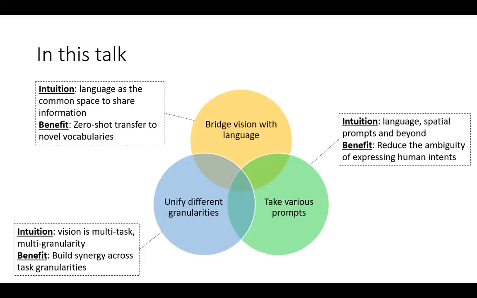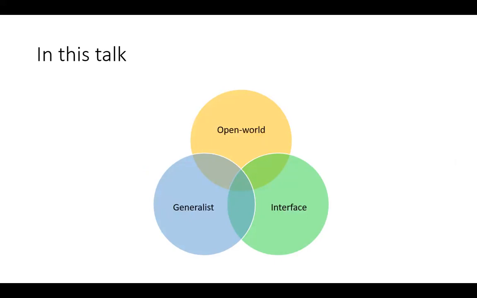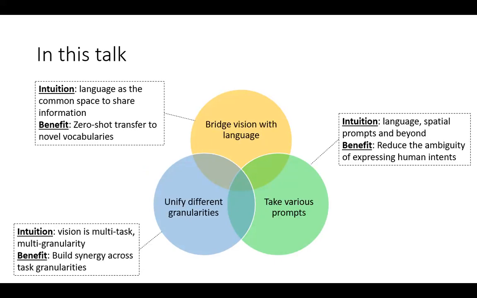First one is open-world. For the open world, we need to bridge vision and language. The intuition is very simple, right? Language is a common space to share information across many people. And the benefit of this is that we can effortlessly do zero-shot transfer from one task to another. And the second is the unification of different granularity.